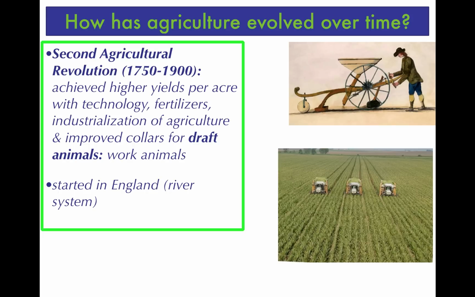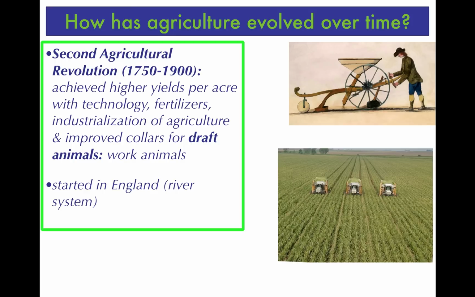Now we're going to take a look at the second agricultural revolution, because there are obviously tremendous differences between the first agricultural revolution, that small scale domestication of plants and animals, and our modern day, what's known as agribusiness. And so we'll take a look at how through this video. Our essential question: how has agriculture evolved over time?